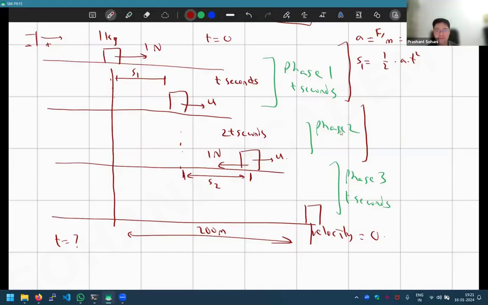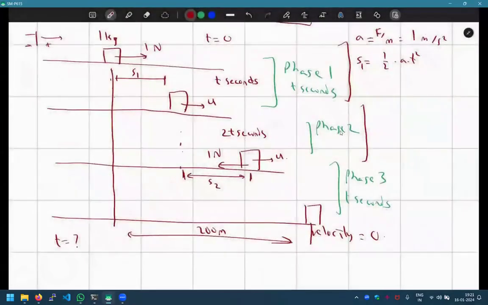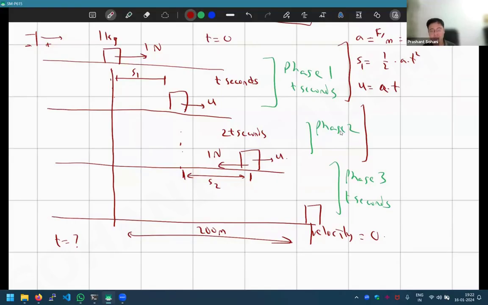Because there is no acceleration there, right? It is just a constant velocity of u. So we just have to apply the formula distance equal to speed into time, right? Yes. So we can find the velocity from the first phase, the velocity will be constant. At t seconds we can find the velocity, and we can find distance by that velocity. Yes, correct. So we know the velocity at the end of phase one.